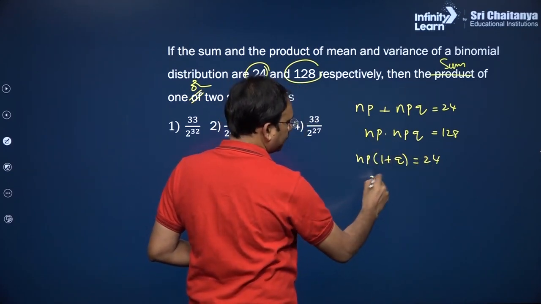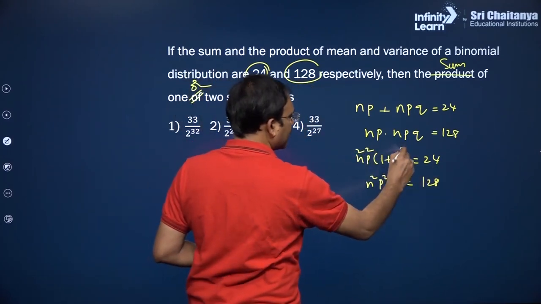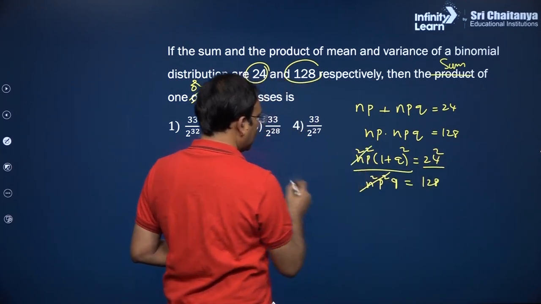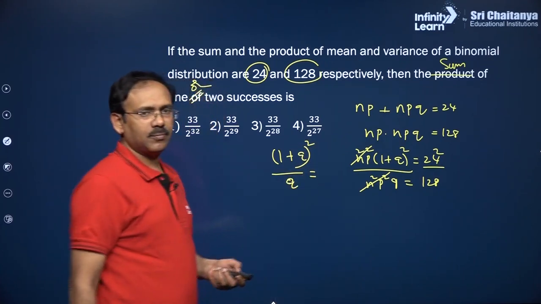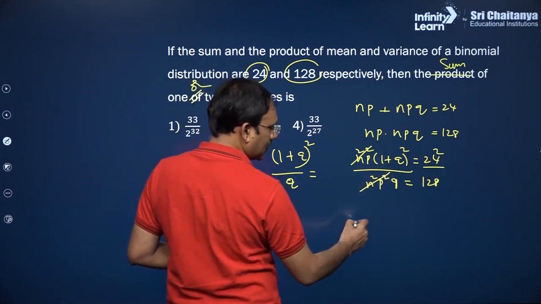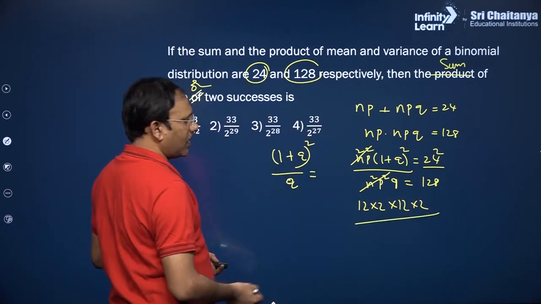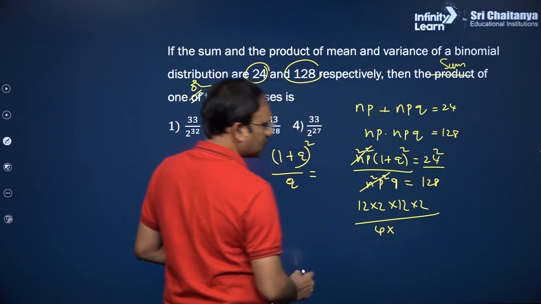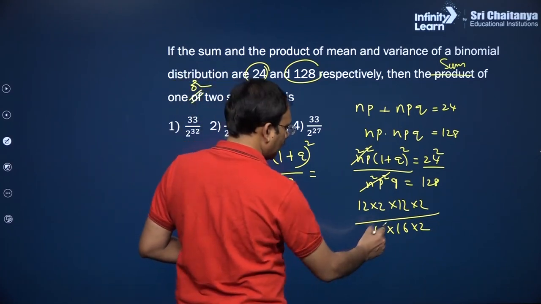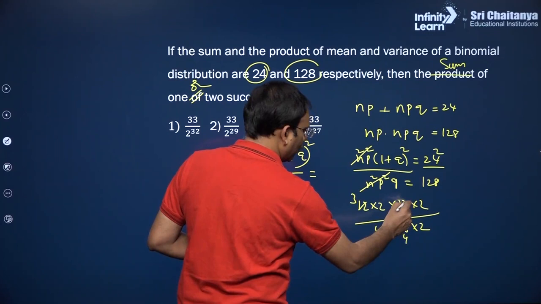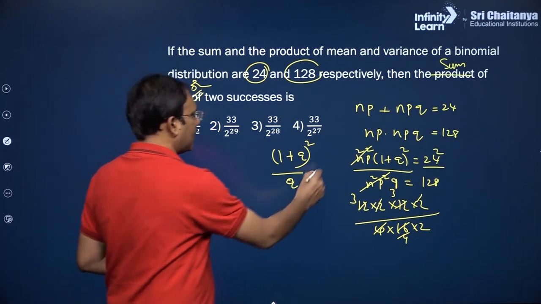Here N square P square Q is 128. Here you can square, my dear friends, N square P square, this 24 square. Now you divide, you will get 1 plus Q whole square by Q is equal to, my dear friends, 24 square, in the sense 12 into 2 into 12 into 2 by 128, that is 4 into 32, this is 16 into 2, my dear friends. So you can say 4, 3 times, and you can also cancel 4, my dear friends, which is going to be 9 by 2.